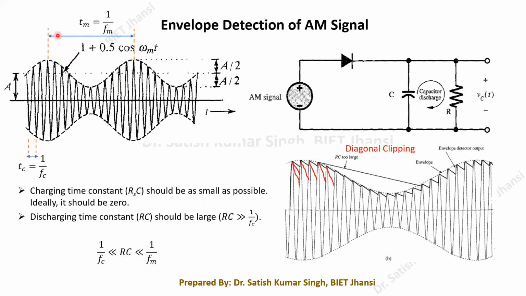Because we have defined here 1 upon fm, and this is our Tm, the time period. Basically 1 upon fm represents the time period of our message signal. So the RC time constant should be much lesser than that. You remember this condition. This condition is very crucial.